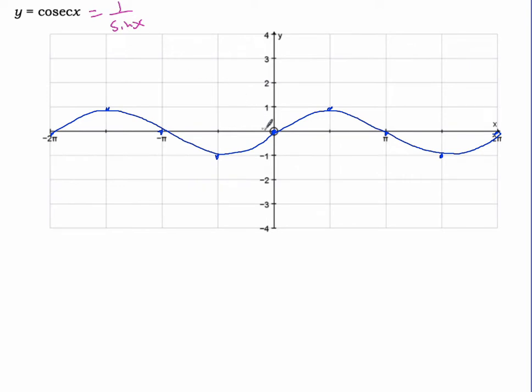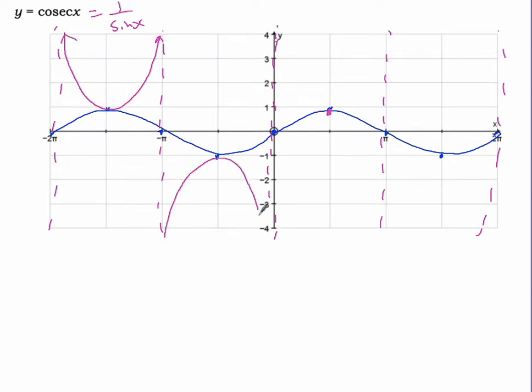So 1 over sine x, 1 divided by 0 gives you an asymptote. 1 divided by 1 gives you 1. And this gives you an asymptote here. Let's draw on all the asymptotes. So again, you're going to get a very similar shape to the secant function, right? Okay, and the exact same range as the other one, and the domain is very similar. The domain is all x except multiples of pi, right?